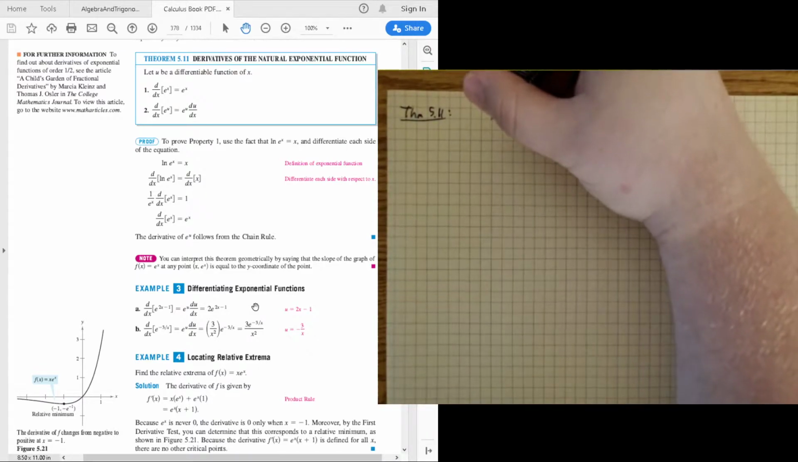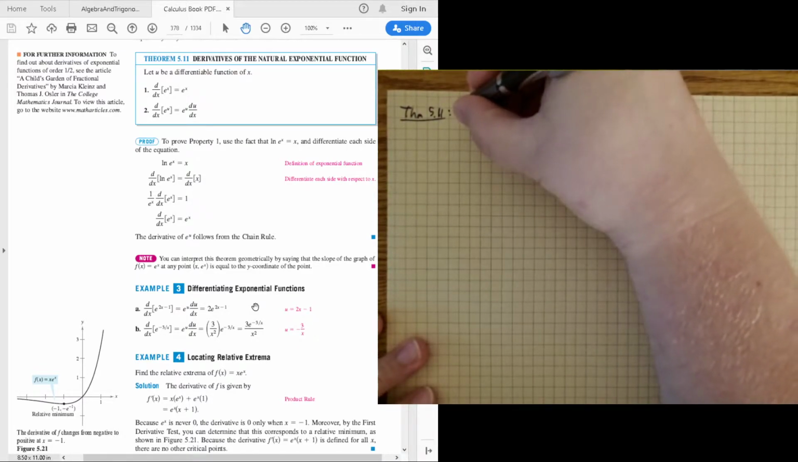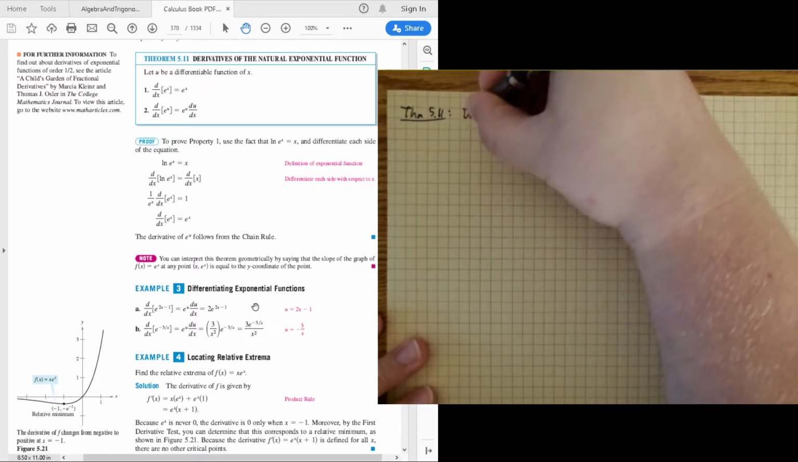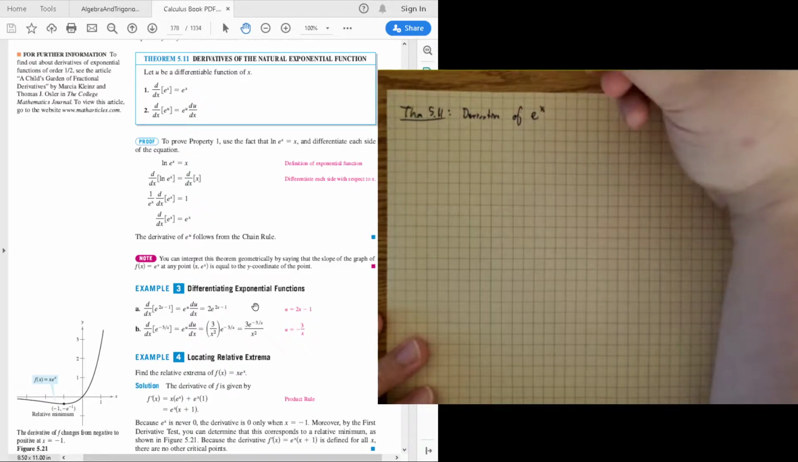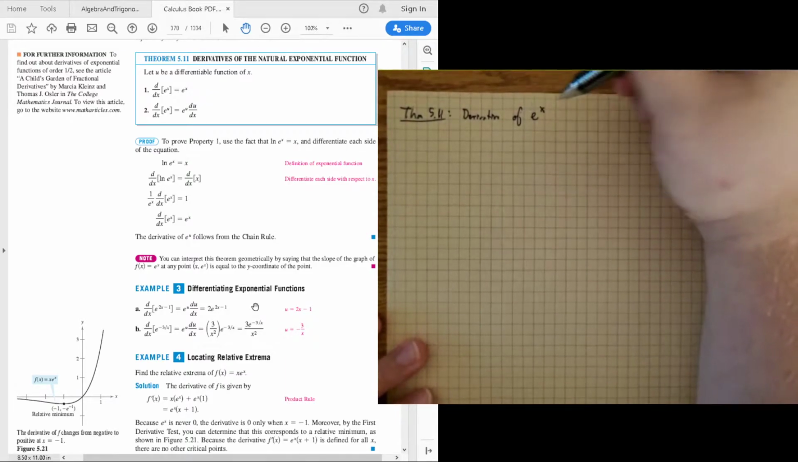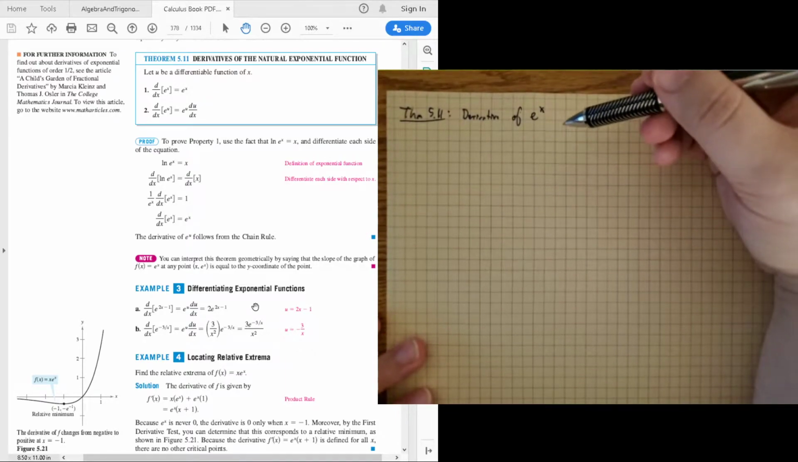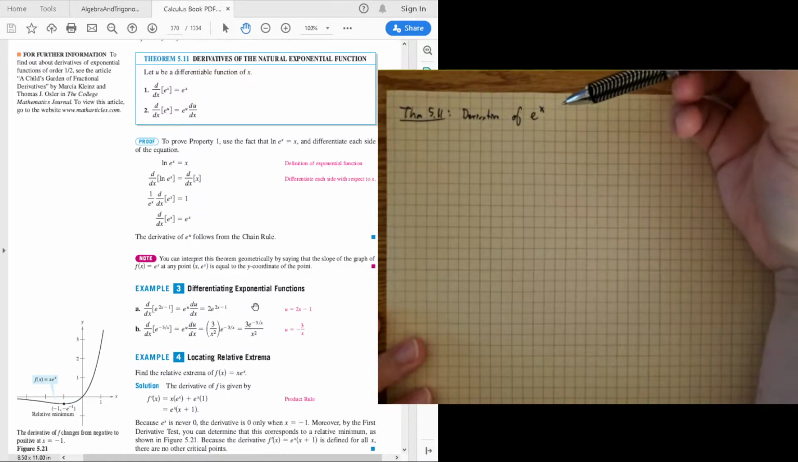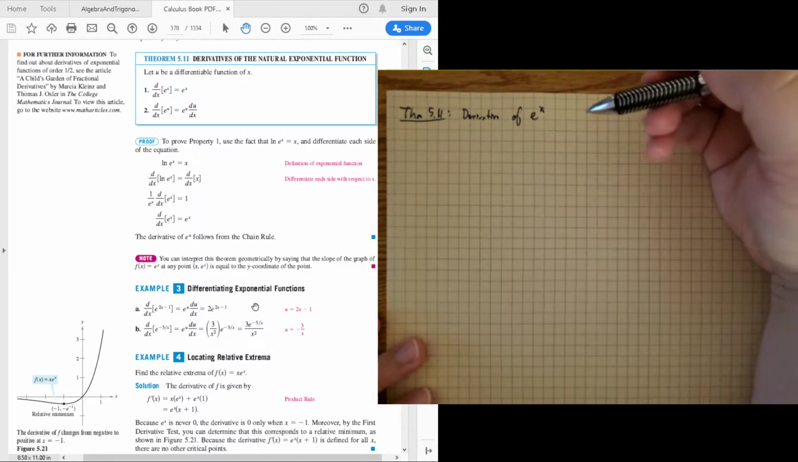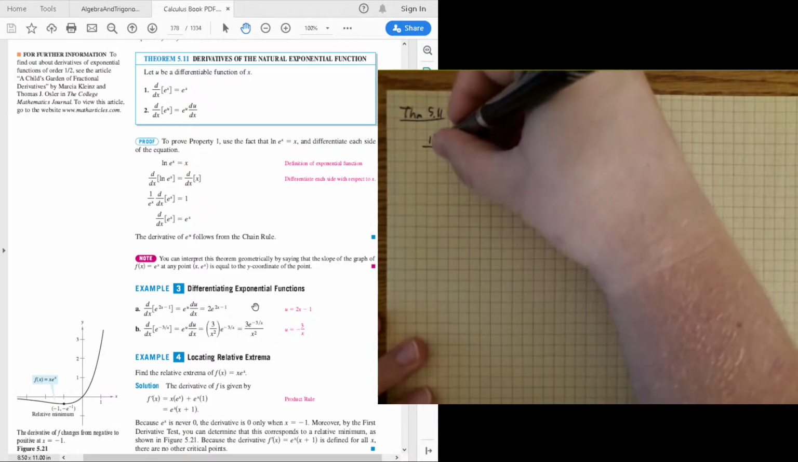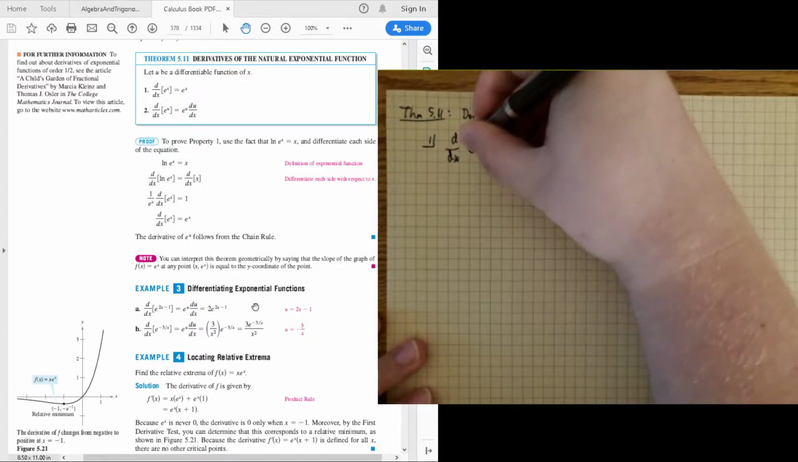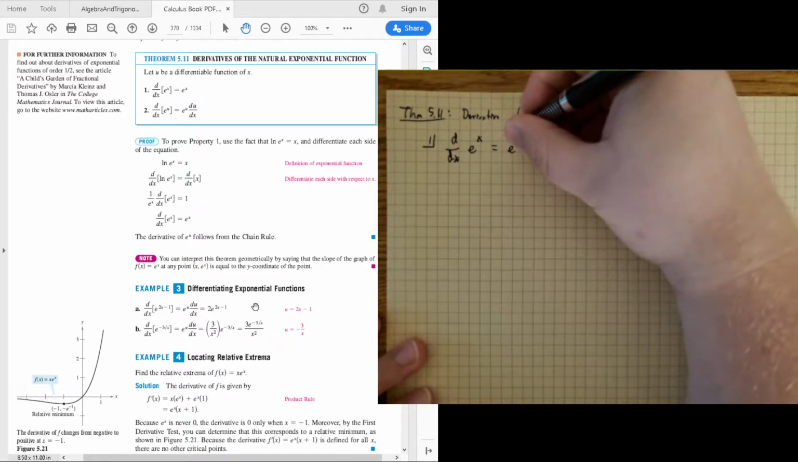Theorem 511 is referred to as a derivative of the natural exponential function. So this is taking a derivative of e to the x. The reason e to the x is such a unique function, not only is it an inverse, not only does it meet all these interesting properties, but, and this is the big one here, the derivative of e to the x is just e to the x.